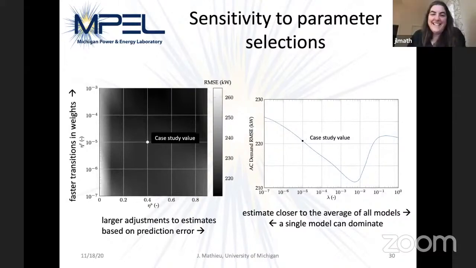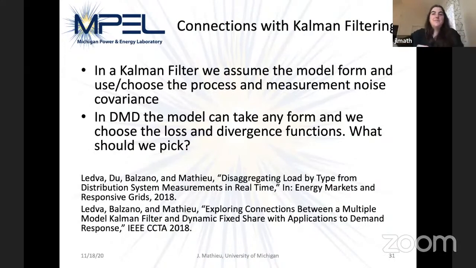Yes. Okay, sounds good. So I just wanted to talk about two more extensions we worked on here. One is connections with Kalman filtering. So we benchmarked against a Kalman filter, but it turns out that these concepts coming out of machine learning and signal processing are actually very similar to Kalman filtering. In a Kalman filter, we're assuming the model form and choosing the process and measurement noise covariance. Whereas in DMD, the model can take any form. So we can use highly nonlinear models, but we still have to choose something, this loss function and divergence function that I showed when I was explaining the math of the algorithms. And you get to choose those to capture what you care about.